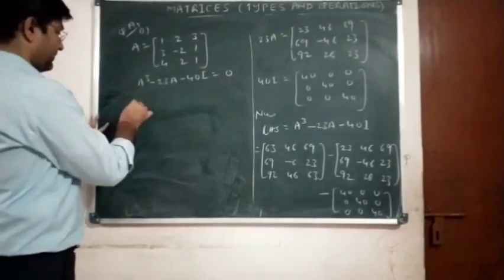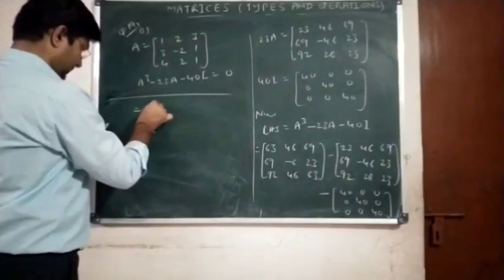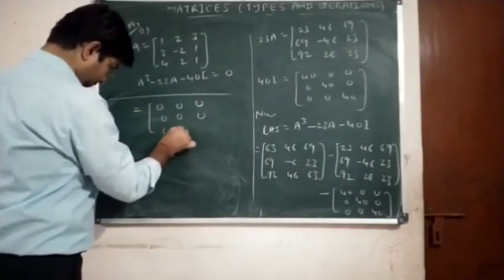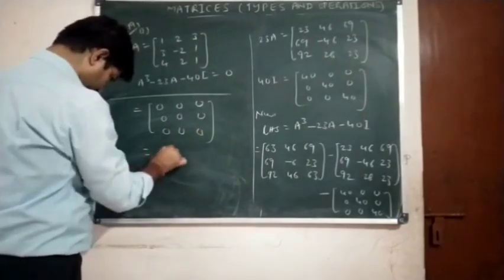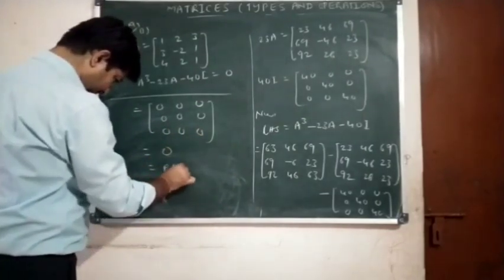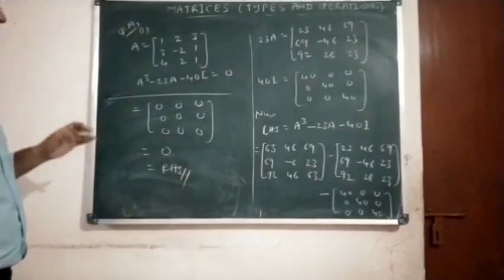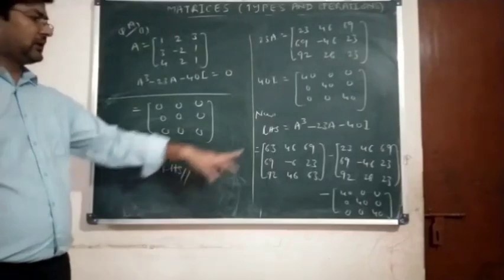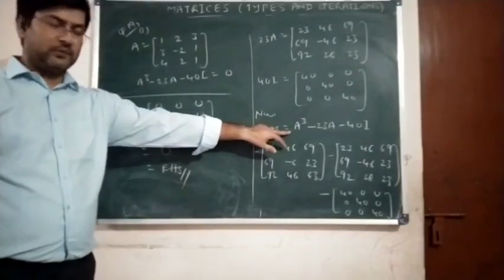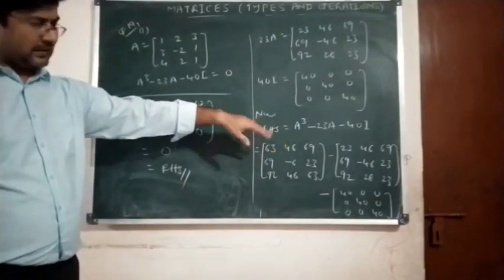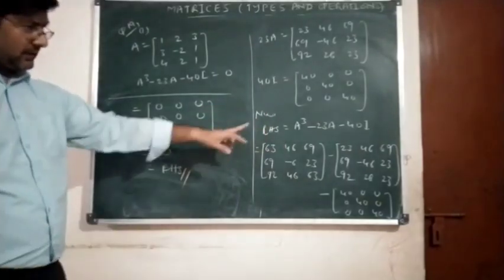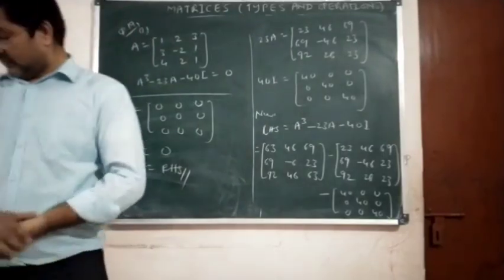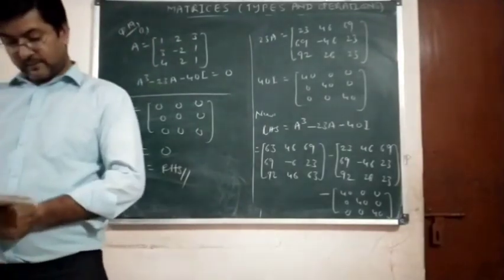So now, which will be equal to 0 0 0, 0 0 0, 0 0 0, which is equal to null matrix and which is equal to right hand side. Clear? So this was a simple question. Only the task is to find out A cube. There are chances of doing mistakes, so take care while multiplying the two matrices. Now let us solve the next question.